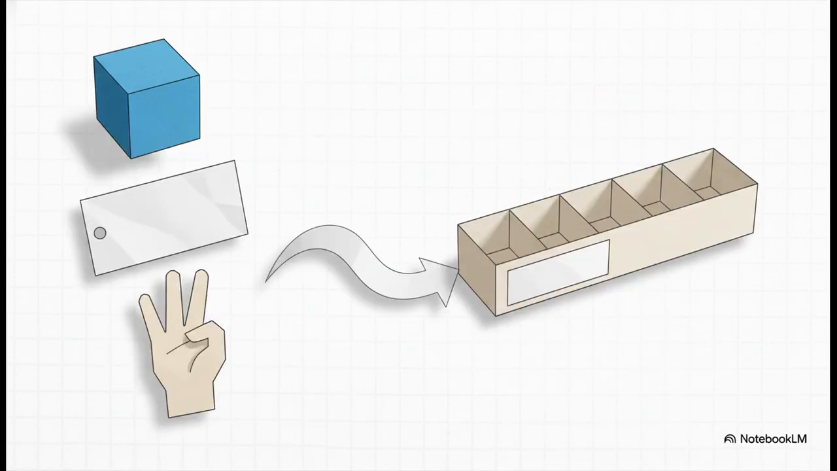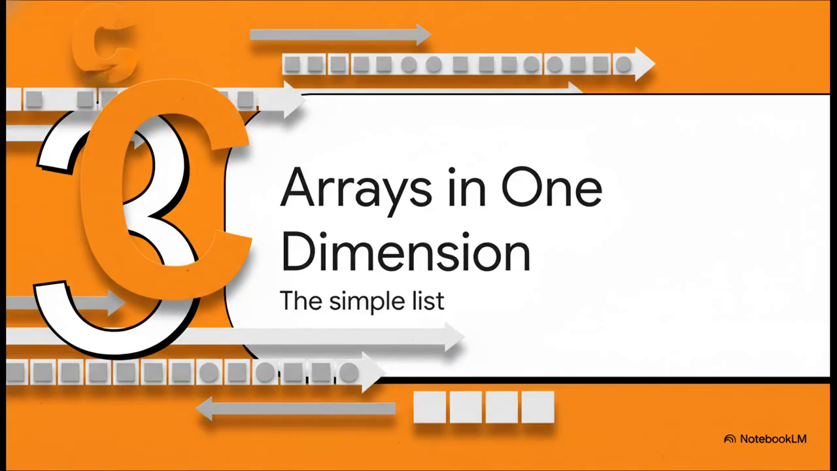So how do you actually make one of these? Well, the syntax in C is pretty simple. You just tell the computer 3 things: what kind of data you're storing, what you want to call your array, and how many slots it needs, inside square brackets. So when you write a line like int numbers[5], you're basically telling the compiler, hey, go find me a block of memory big enough to hold 5 integers, line them up, and from now on, let's just call that whole block numbers.